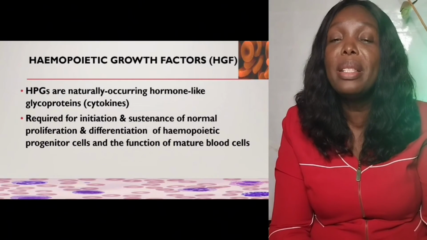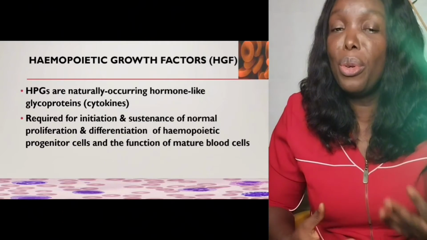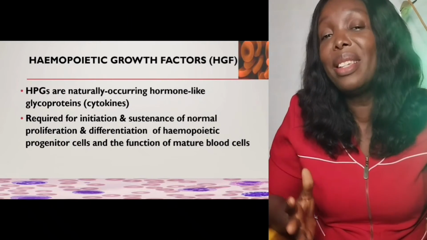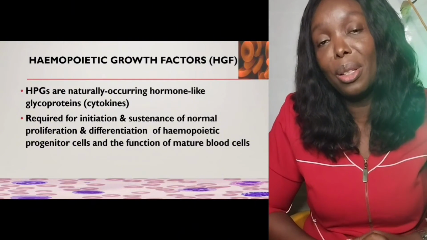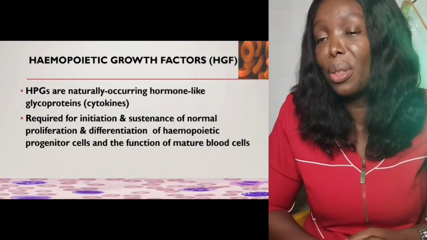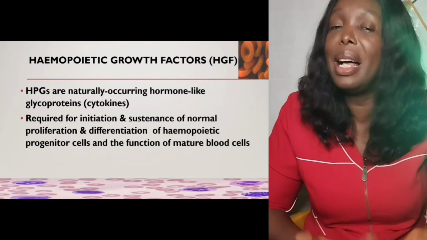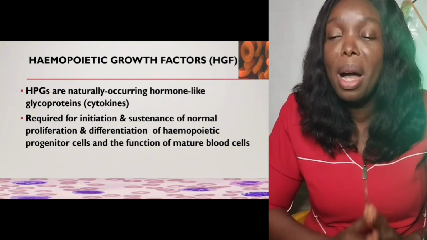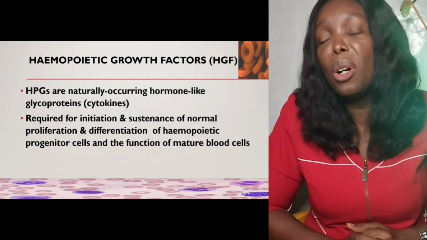Let us look at haemopoietic growth factors. What are haemopoietic growth factors? For the bone marrow to produce these blood cells, it is structured in a way that it has all the necessary ingredients needed to produce them. Among other things that the bone marrow contains are haemopoietic growth factors. These are naturally occurring hormone-like glycoproteins. You can say they are cytokines that are required for initiation and sustenance of normal proliferation and differentiation of haemopoietic progenitor cells and the formation of mature blood cells.